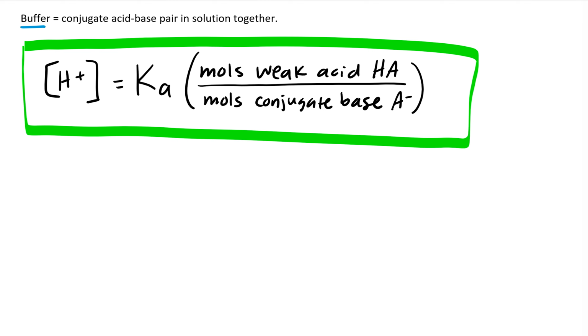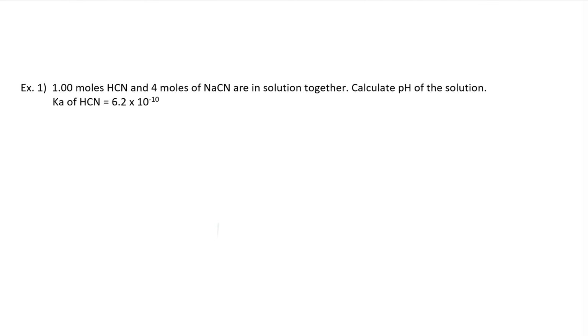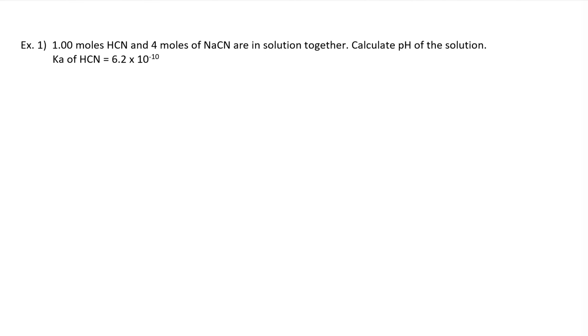Just keep it simple, keep it very straightforward, because if you know this one equation, then you can use your pH equation, take the negative log of the molarity of H, and you'll have the pH of the buffer solution. So let's dive into an example here. We're going to take 1 mole of hydrocyanic acid and 4 moles of sodium cyanide. They're together in solution. They would like for us to calculate the pH of the solution.